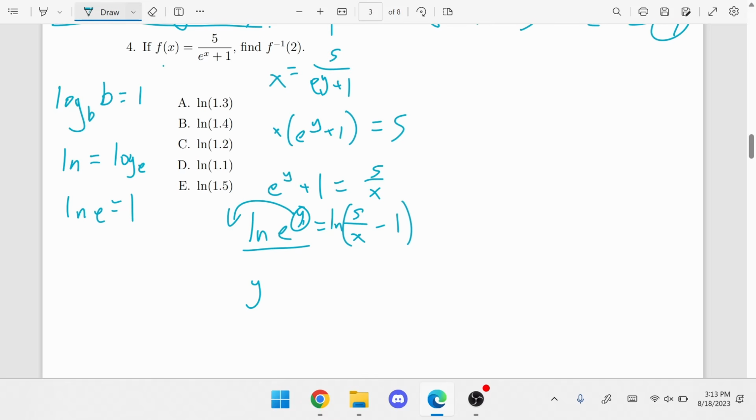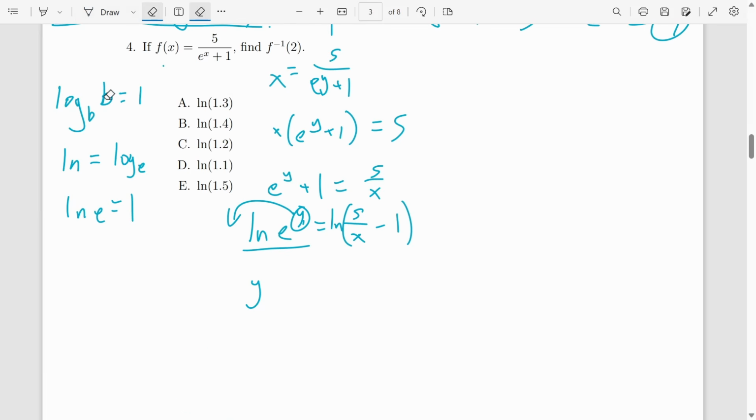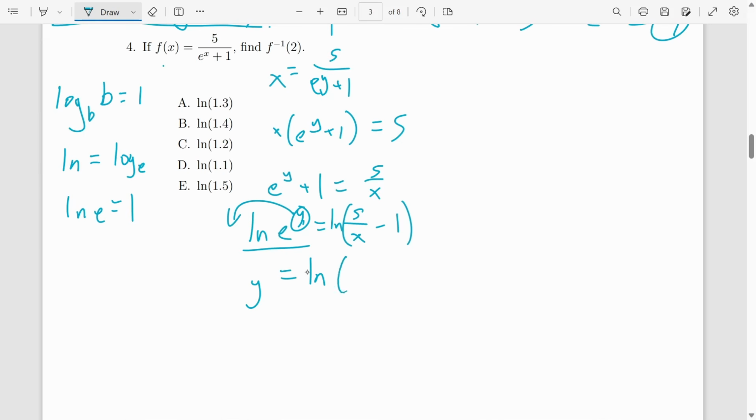Now what we do is figure out why my taskbar is not disappearing. Oh, there it goes. Okay.